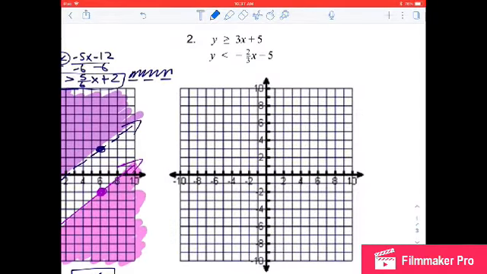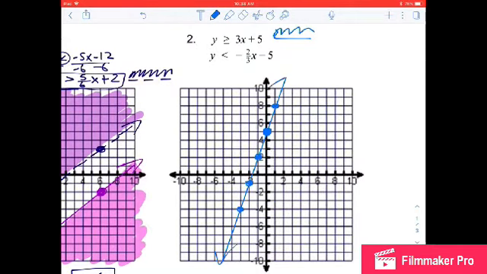So the first one's ready to go, solid line. Says greater than or equal to, so it's going to be above. So positive 5 is right here. Up 3 over 1. Up 3 over 1, or down 3 left 1. So get a few more points in there. And we're ready to go ahead and graph it.